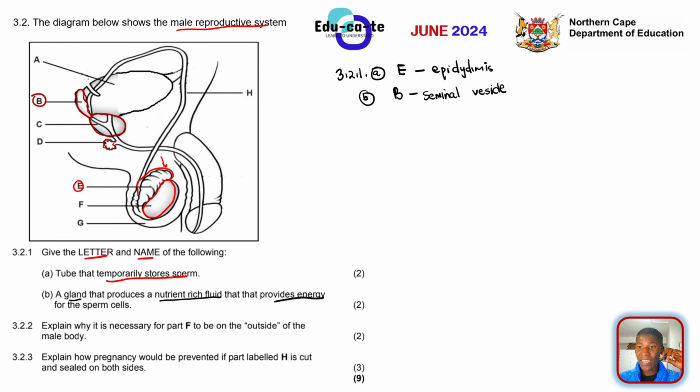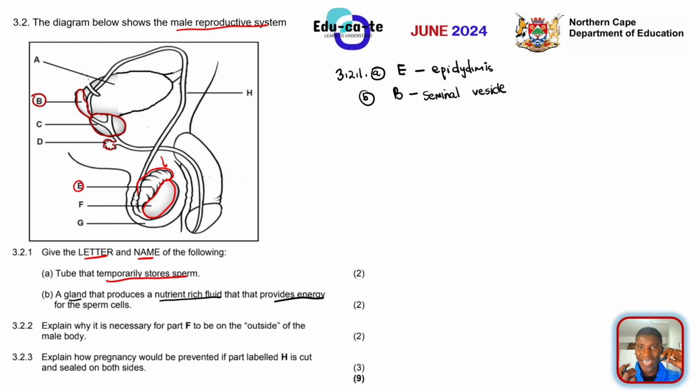So do not confuse the function of the seminal vesicle and the prostate gland. Remember, the seminal vesicle provides a nutrient-rich fluid, a fluid that has got nutrients, and then those nutrients will end up giving the sperm cells power so that they can be able to shoot out of the penis when it's time to do the marriage deed. Okay, so now the prostate gland, it releases or secretes a fluid, and what is its function?